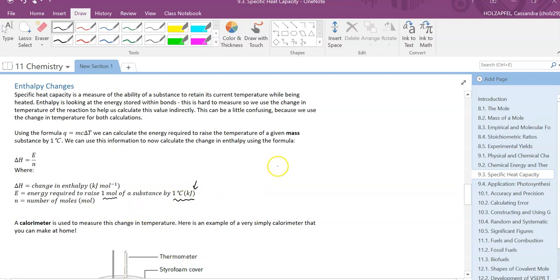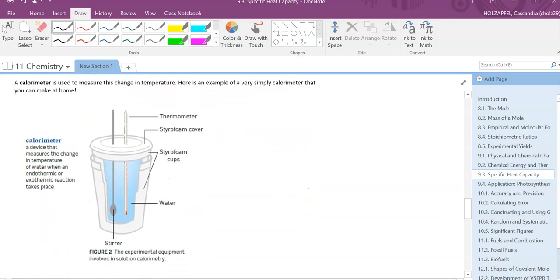So again, if we look at the units, that will make sense, because the change in enthalpy is going to be represented in kilojoules per mole. And to find that, we're going to divide the amount of energy by the number of moles. So if we use those units, we can see where that formula has been derived from.